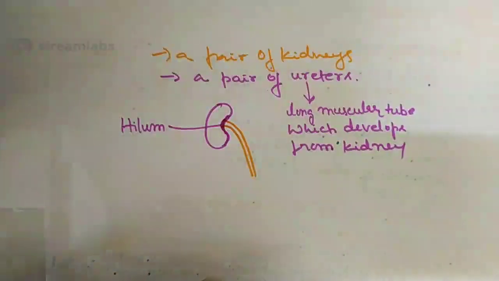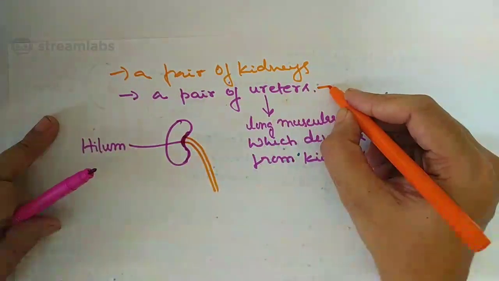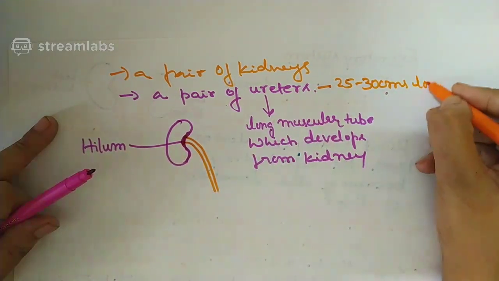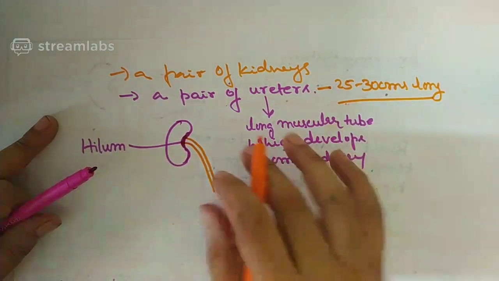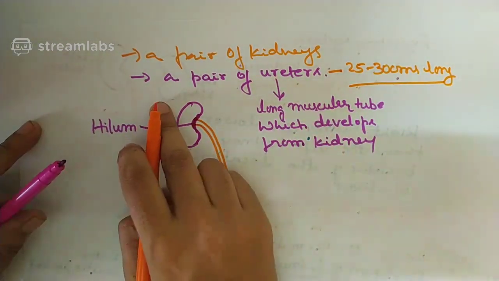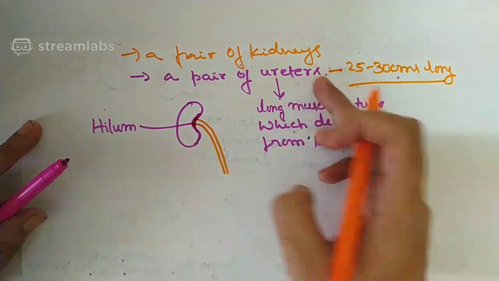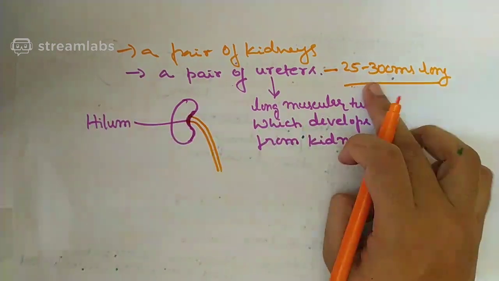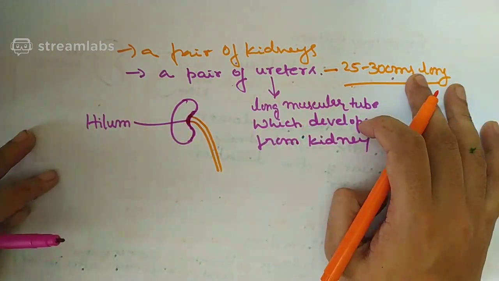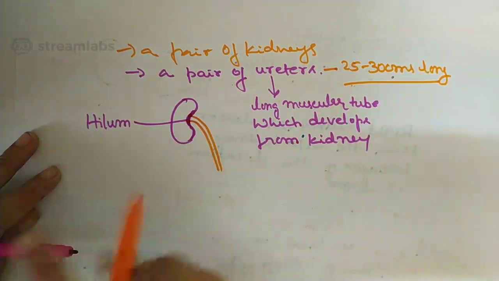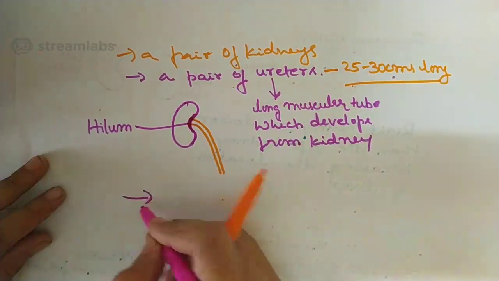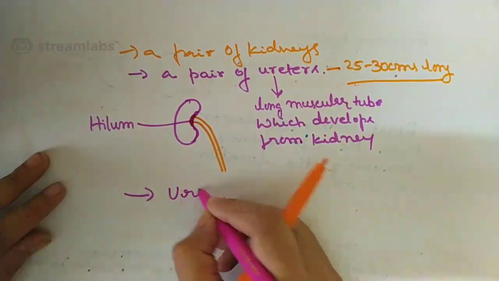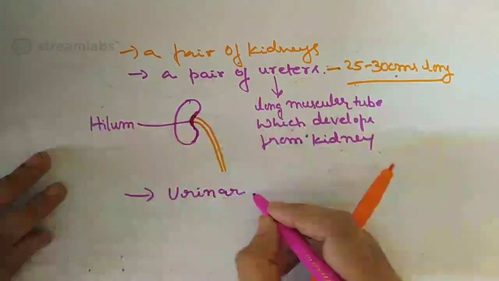Okay. So this ureter, how long is it? Ureter is 25 to 30 centimeters long. So our excretory system consists of a pair of ureters, which is a long muscular tube which develops from the hilum part of the kidney, which is 25 to 30 centimeters long. And what is the next part of the excretory system? It is urinary bladder.